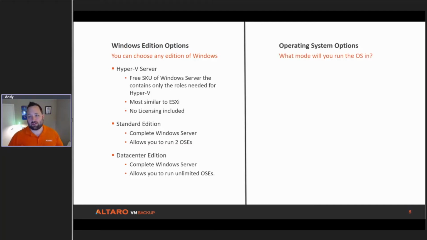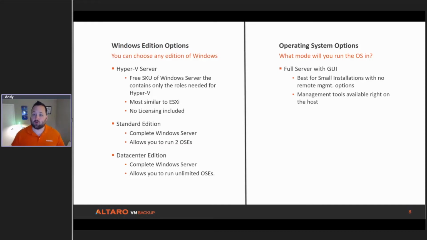Now, what about operating system options? You heard me talk about Windows Server Core a second ago. There's a couple of different ways that you can install the Hyper-V host. You can choose a full server with a GUI. This is probably best for small installations where, like I mentioned earlier, you've got that mom and pop shop, couple of users, and you want to have the management tools directly on the host. Full server with a GUI is a good option for that because, again, you've got all those tools right there on the host. You don't have to worry about having a management workstation somewhere that's part of that domain.